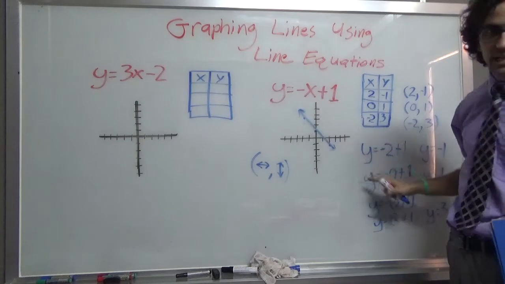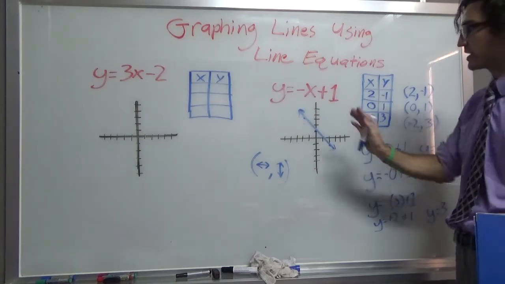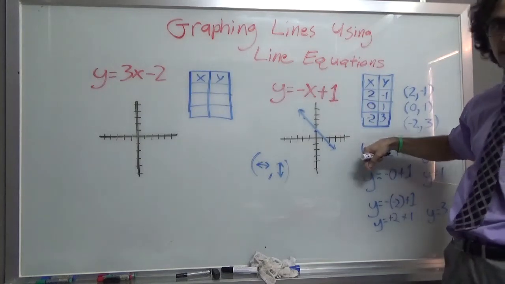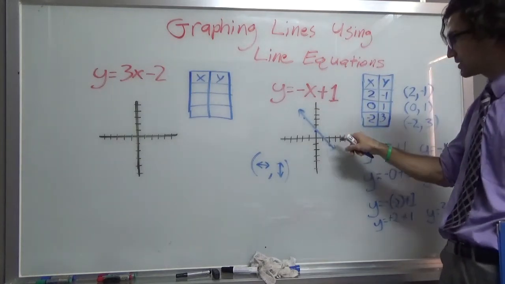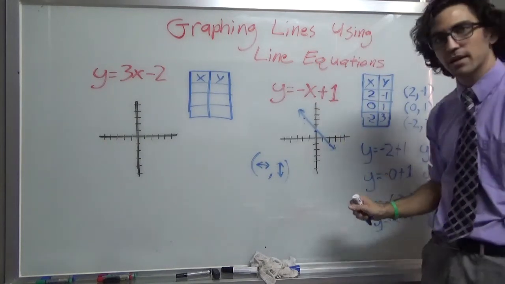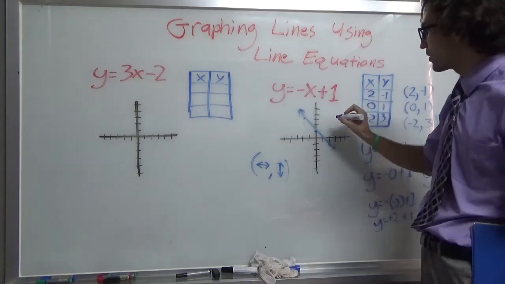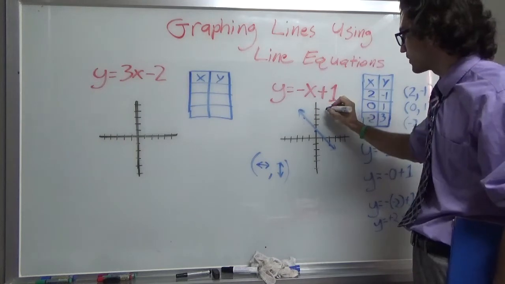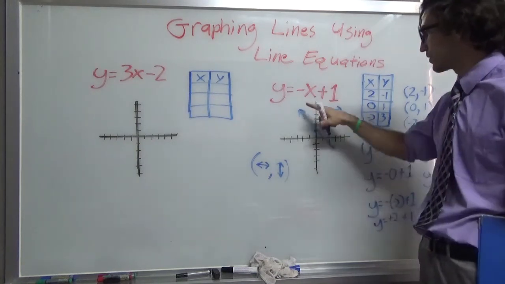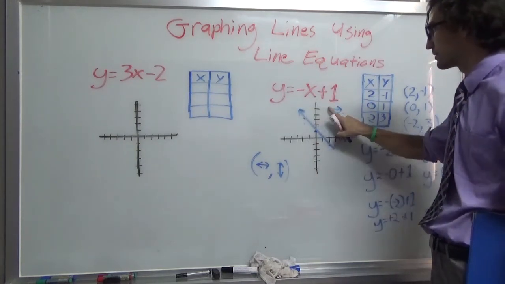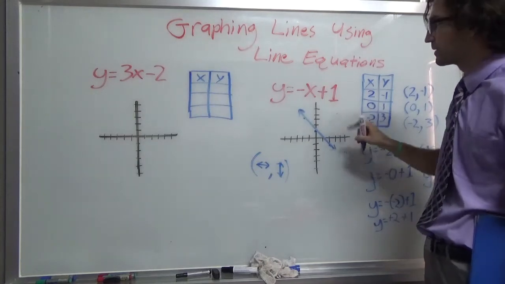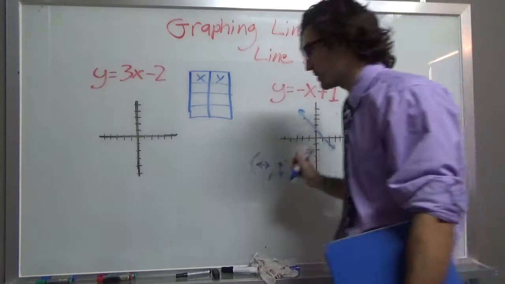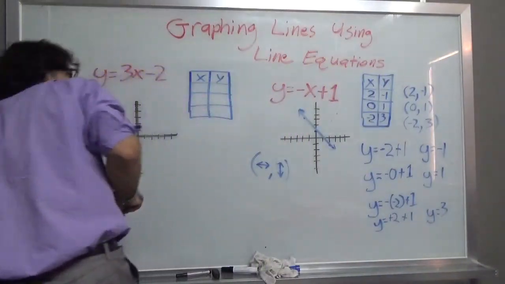It has a negative slope, which means as you go from left to right, you're falling down a hill. It's like you're rolling, tumbling down a hill, or you're walking down as you go from, let's say, left to right. You're going down a hill. So this is the line that accompanies this equation. Let's check out the next one.